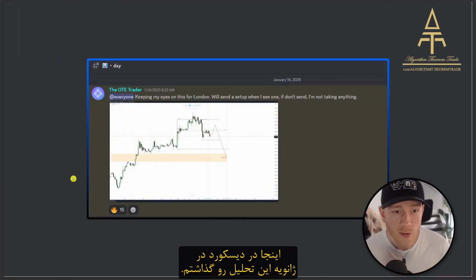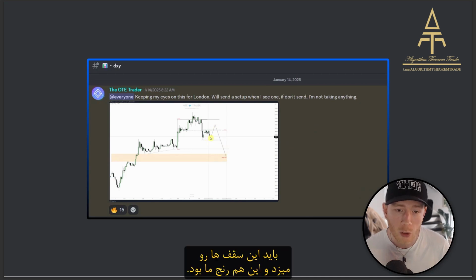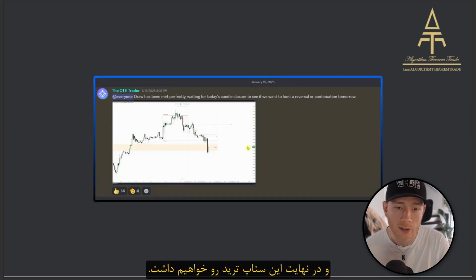Here's a little callout I did on the 14th of January in the Discord. This was my draw on liquidity, order pair those highs. This was the range we're using. And then in the end, you can see the result over here. We're going to be breaking down this entire trade setup.